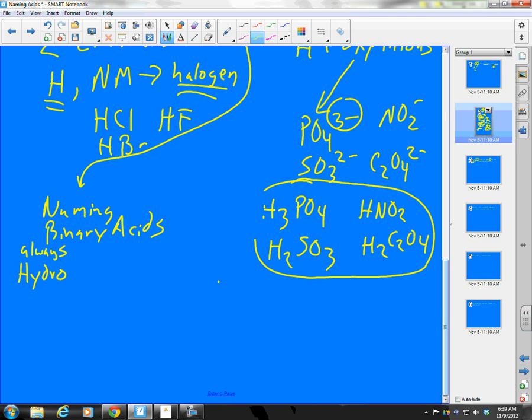Then we have the stem, and we add the prefix to the stem, and then we add a suffix, and the suffix is always ic. So it's hydro, stem, ic. For instance, hydrochloric acid, right?